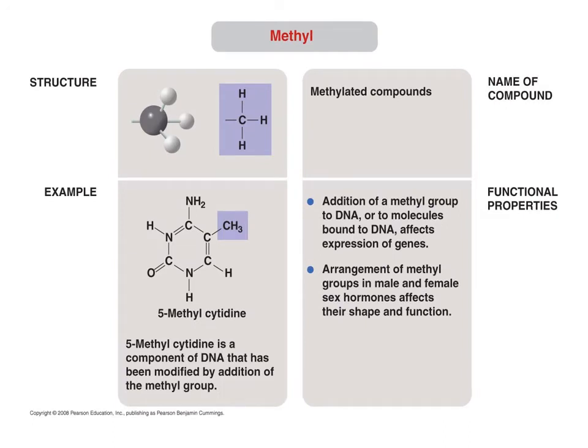Methyl is really just a carbon, a single carbon, so that's why it's a methyl functional group. If it was 2 carbons, it would be an ethyl functional group. If it was 3, it would be a propyl functional group. But methyl is quite common, so just a single carbon sticking off of another molecule.